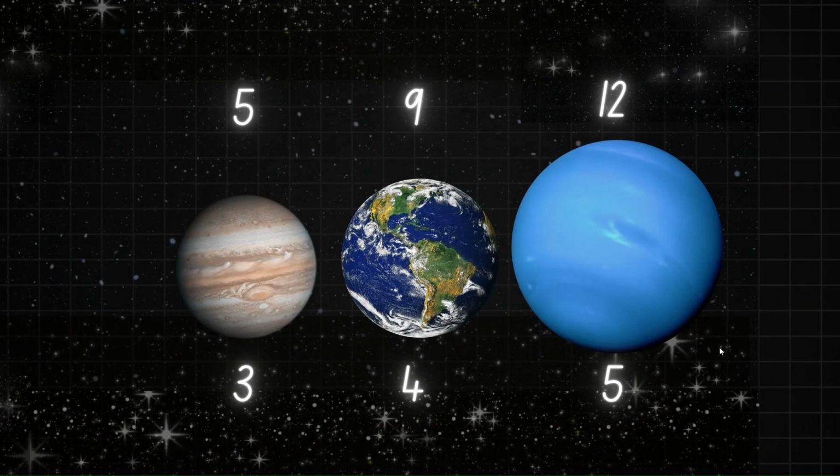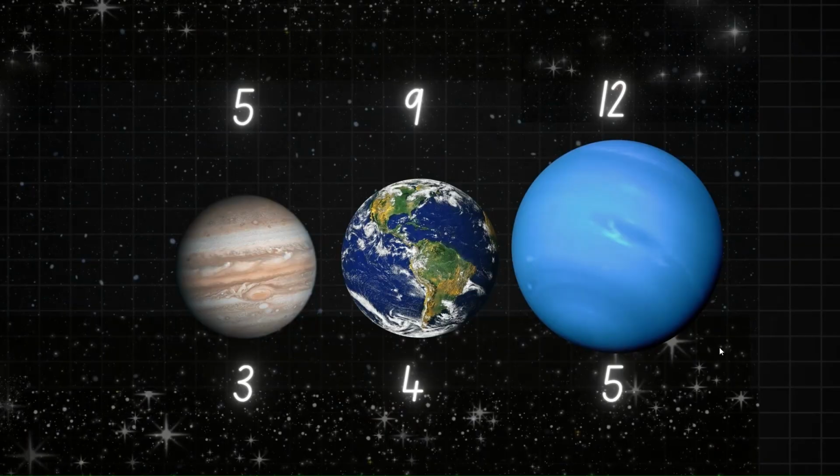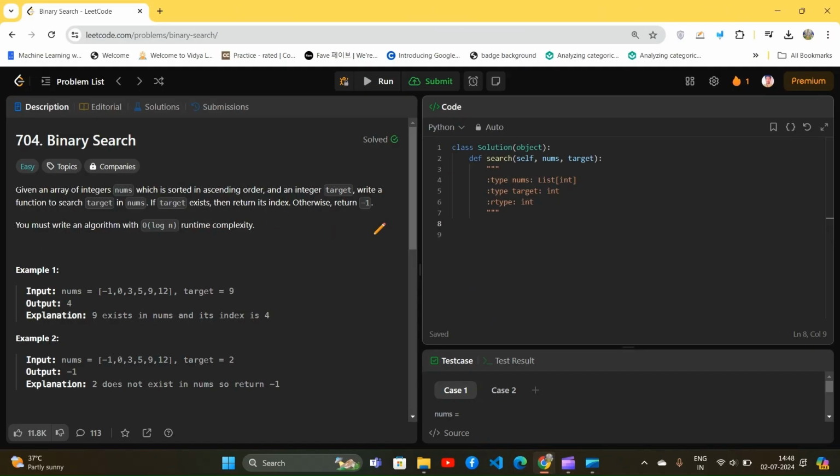We need to find the middle of this new range. So the middle index is calculated as (3 + 5) divided by 2, which gives us 4. The new middle planet is at index 4, which is the planet with the number 9. We only had to check 2 planets to find it. That's much faster than checking every single one. Based on the concept that we have learned, we are going to solve a LeetCode question, and the problem number is 704, which is binary search.